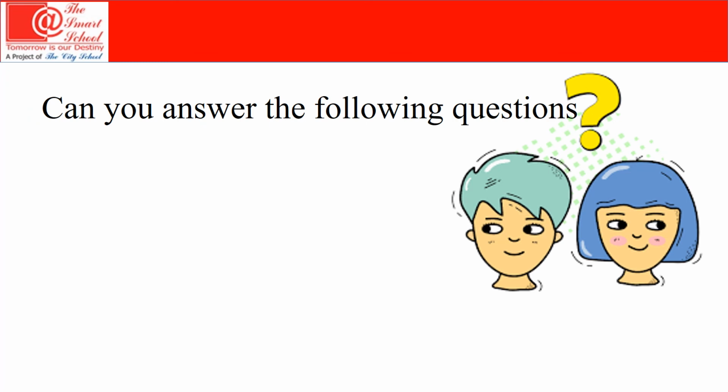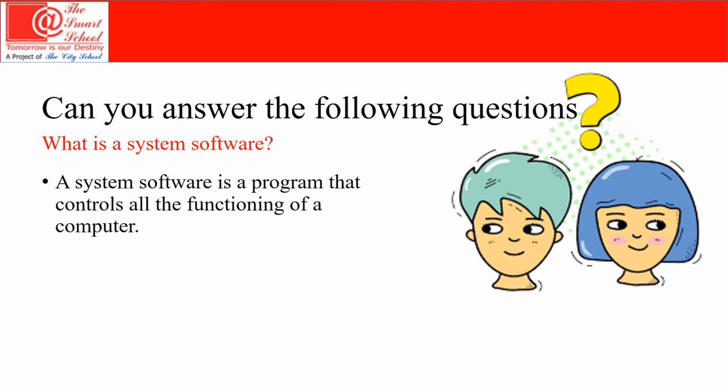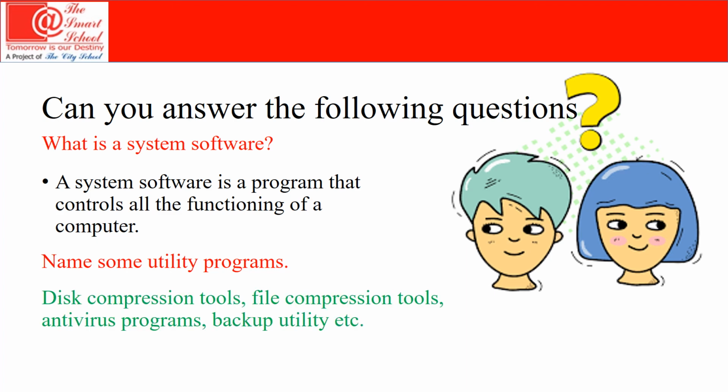Now let's see if we can answer these questions. What is a system software? Write the answer of this question in your loose sheet and then share your answer with your teacher. A system software is a program that controls all the functions of the computer. Name some utility programs. Disk compression tools, file compression tools, antivirus programs, backup utility, etc. are some utility programs.